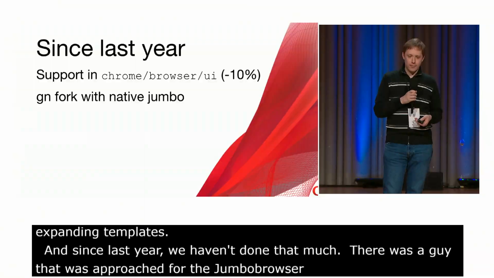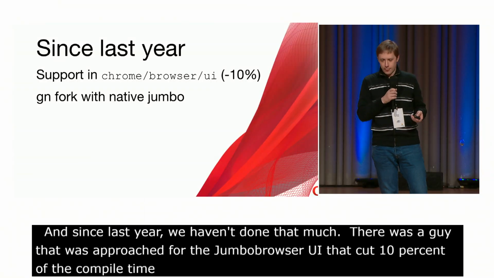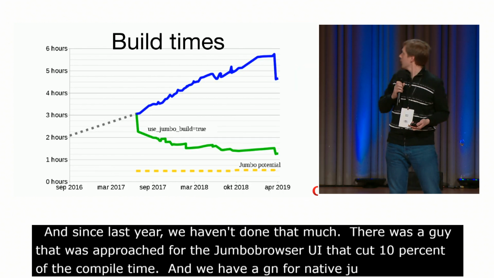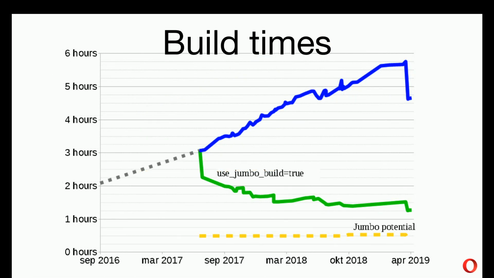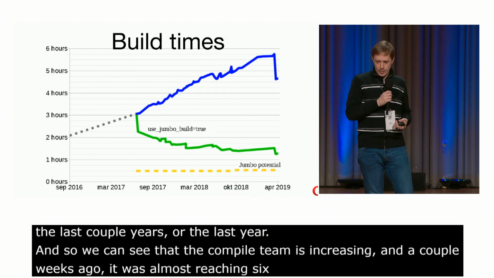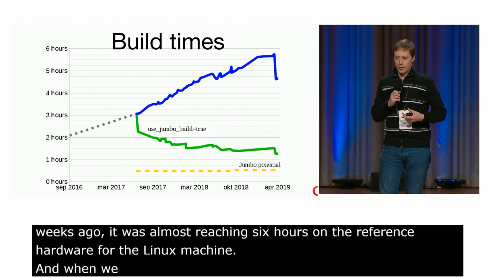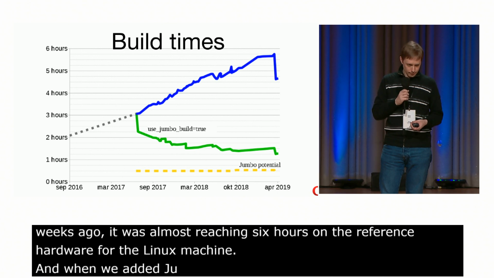We also have a GN fork with native Jumbo now. Maybe we don't want it to be a fork, but it is a fork. The most interesting part here is probably how the compile times have moved over the last year or couple of years. We can see that the compile time keeps increasing, and a couple of weeks ago it was almost reaching 6 hours on the reference hardware, which is a 4-core, 8-thread Linux machine. When we added Jumbo, we got quite quickly to twice the compile speed, then 3 times the compile speed, and it's now about 4 times the compile speed.